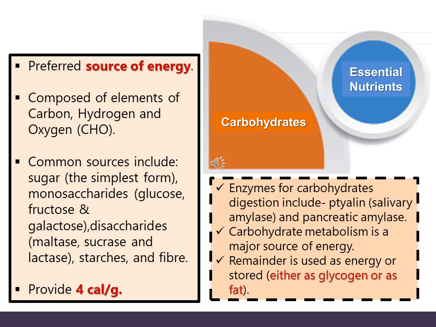Normally, carbohydrates provide 4 calories per gram. Now, what are the enzymes responsible for digestion of carbohydrates? These enzymes include ptyalin, which is in your saliva, and pancreatic amylase. They are important enzymes because they help in the digestion and absorption of carbohydrates. And the term we use when we describe the utilization of carbohydrates in our body is called carbohydrate metabolism.